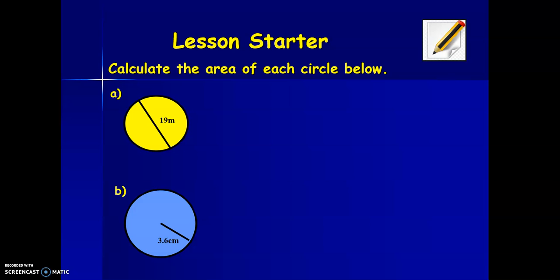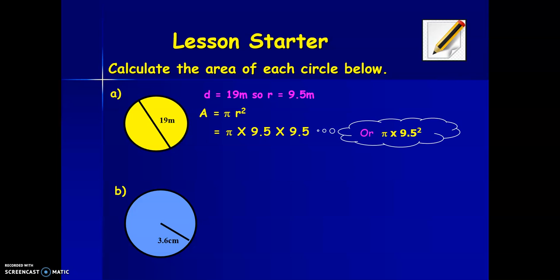Okay, let's look at example A. Here we have a circle with a diameter of 19 metres and we are asked to find the area of each circle below. So if the diameter is 19 metres, then the radius is half of this, which is 9.5 metres. The area of a circle, remember, is pi times r squared. So that would be pi times 9.5 times 9.5. Or if you have a scientific calculator with a squared button on it, you can put this in as pi times 9.5 squared. And that will give you an overall area of 283.5 square metres for the circle.